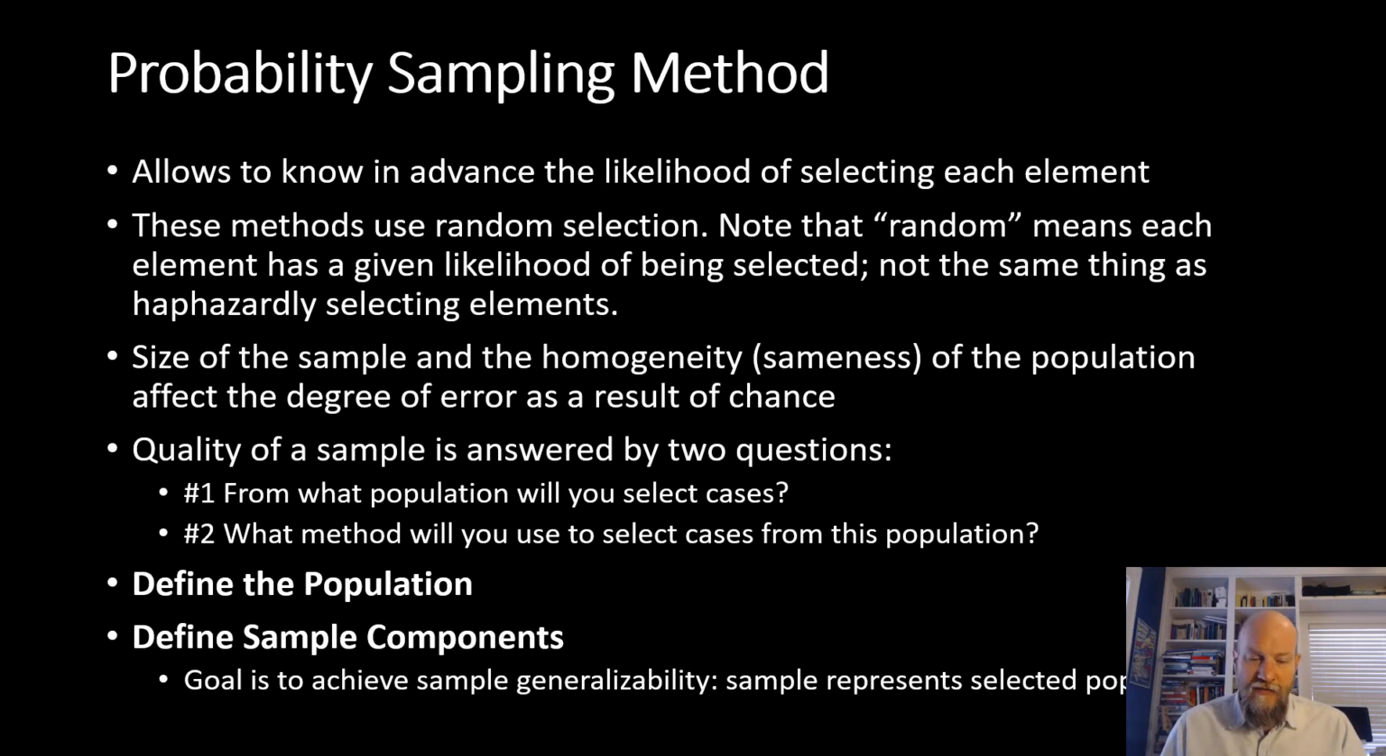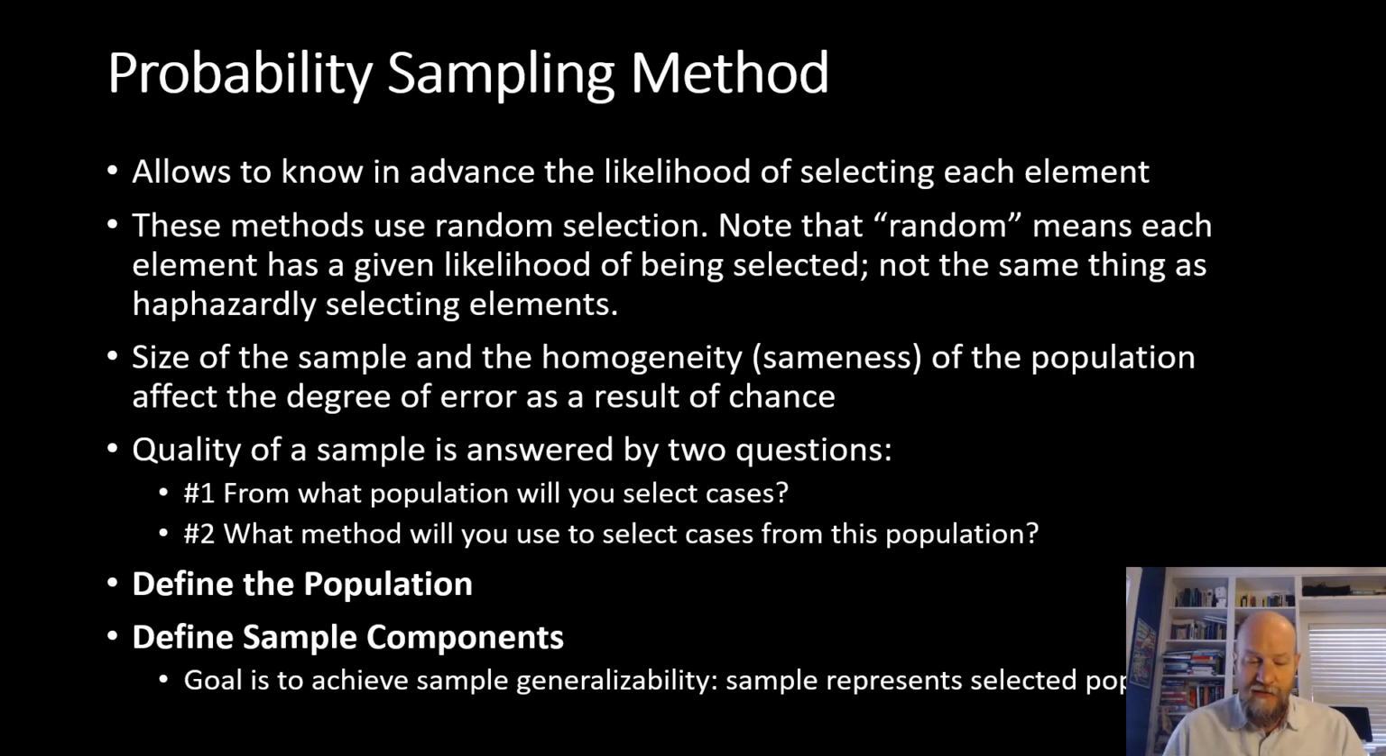The quality of the sample is really answered by two questions. First of all, clearly defining the population. Are you being as specific as you can be about the population from which you're going to draw your sample? And then what method did you use, right? This is how we often talk about the quality of a sample. So first and foremost, as I mentioned earlier, you have to define the population clearly.